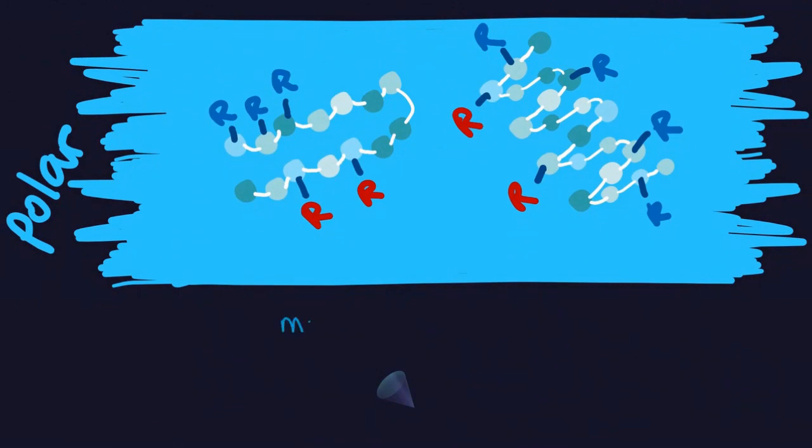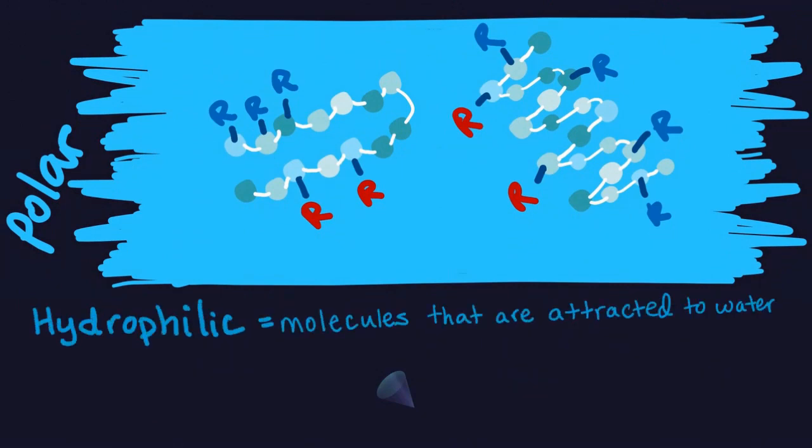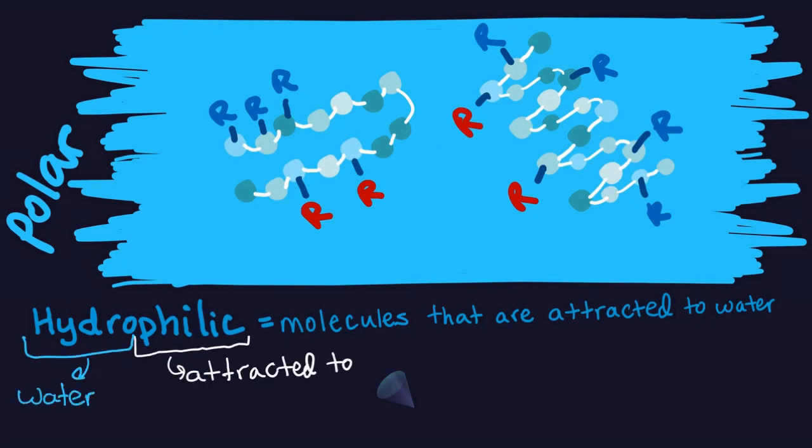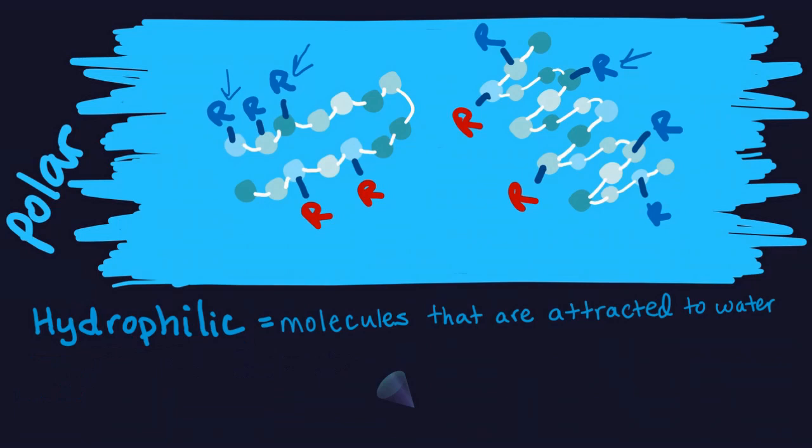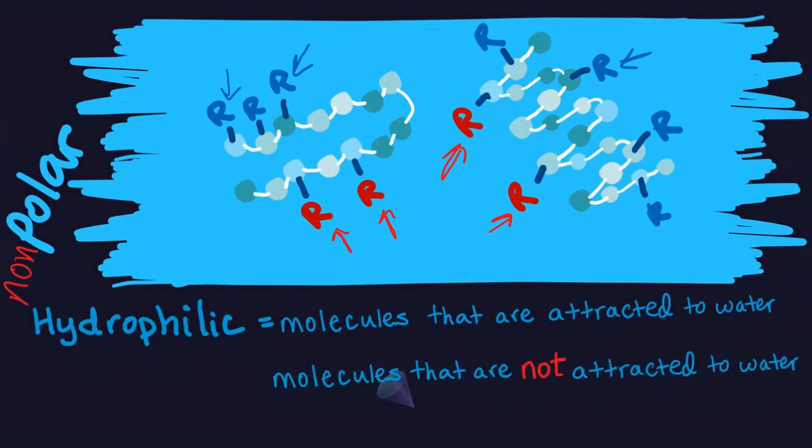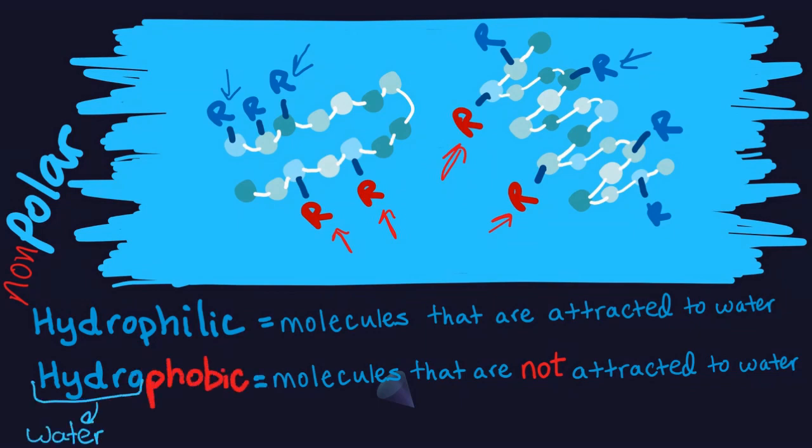We call these molecules that are attracted to water hydrophilic molecules. Hydro meaning water, and philic meaning attracted to. I'm letting these blue-colored R groups represent our polar hydrophilic R groups, okay? In contrast, our nonpolar R groups that I color-coded in red here are groups that would not be attracted to water. We call these hydrophobic. Hydro, again, meaning water, and phobic, meaning to fear or dislike.